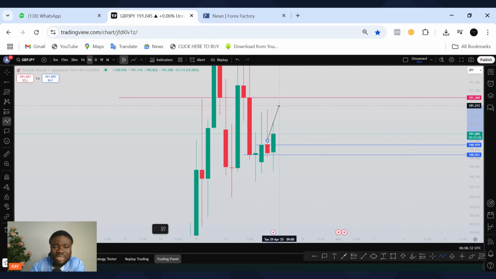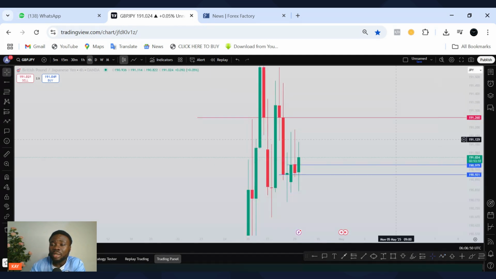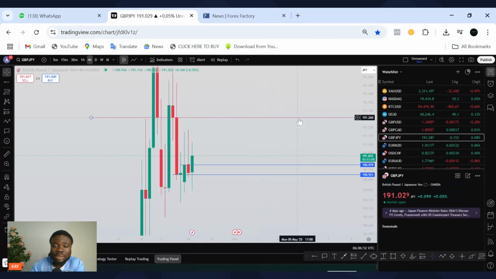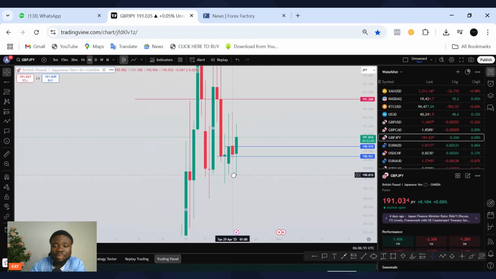But I'm not interested in this JPY. I'm expecting price to get to this side, but I'm not interested in how price is forming. So yesterday I projected price moving to this side.